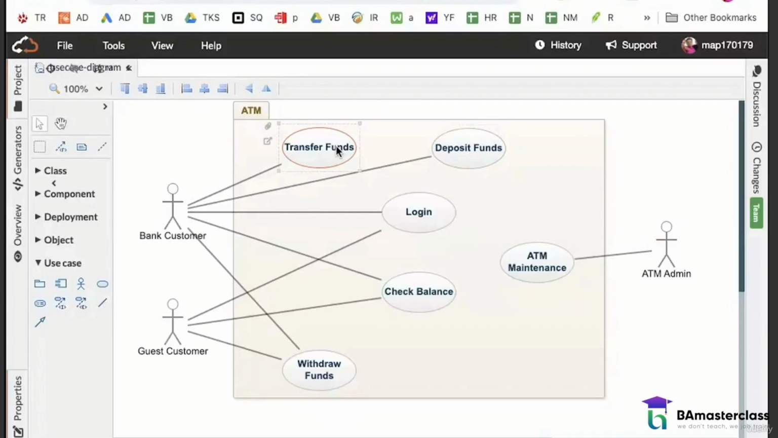So this talks about the first half of the definition, which says a use case diagram shows the interactions between the actors and the use cases. An actor can be a human or an actor can be a system.